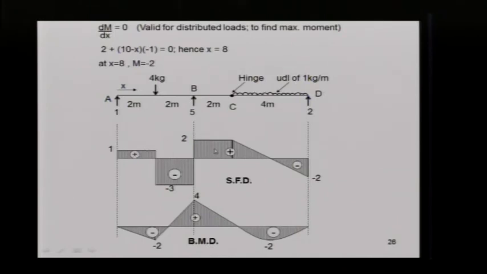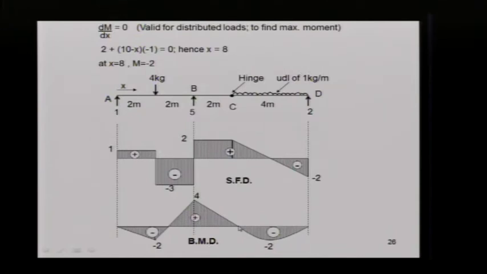So the shear force diagram is like this. Sometimes it is a bit difficult to guess. There is a value of shear force there, but no bending moment because there is a hinge there. So if you get all those values and plot out the shear force and bending moment diagrams, this is the kind of thing that you will get. So this is a serious problem, okay?